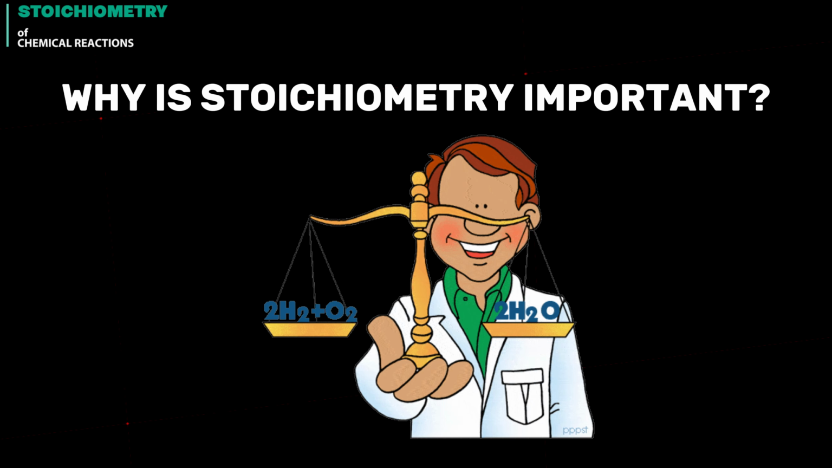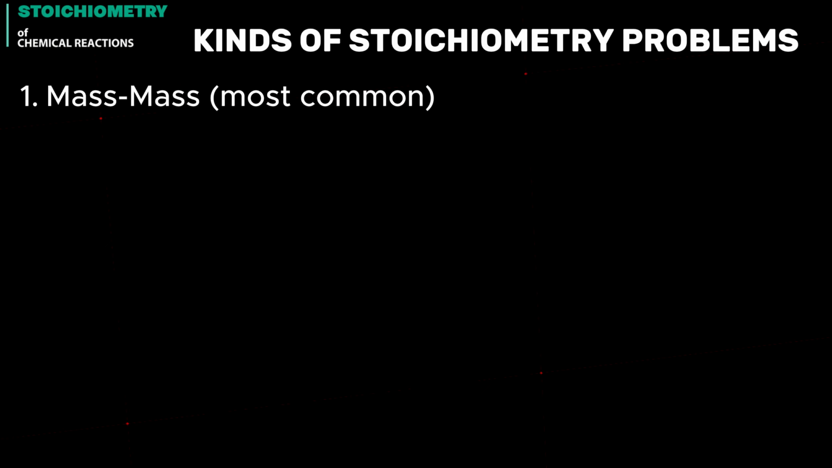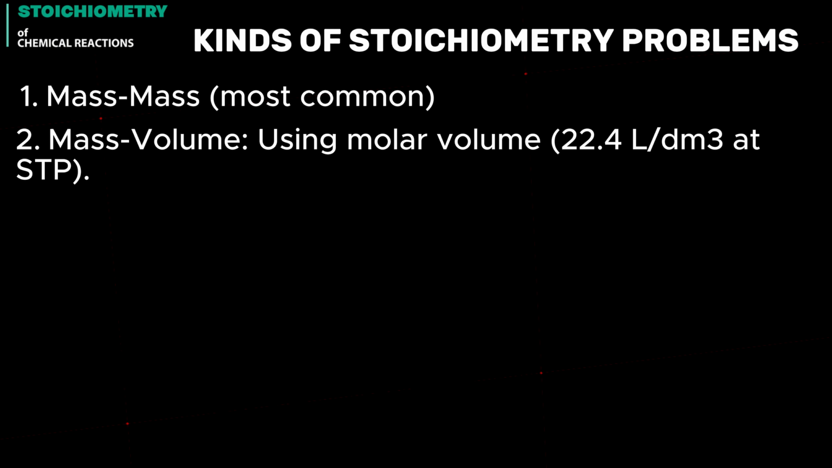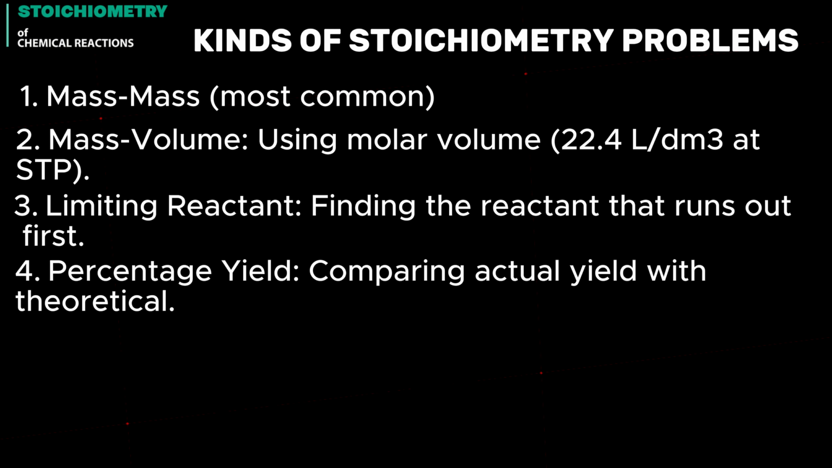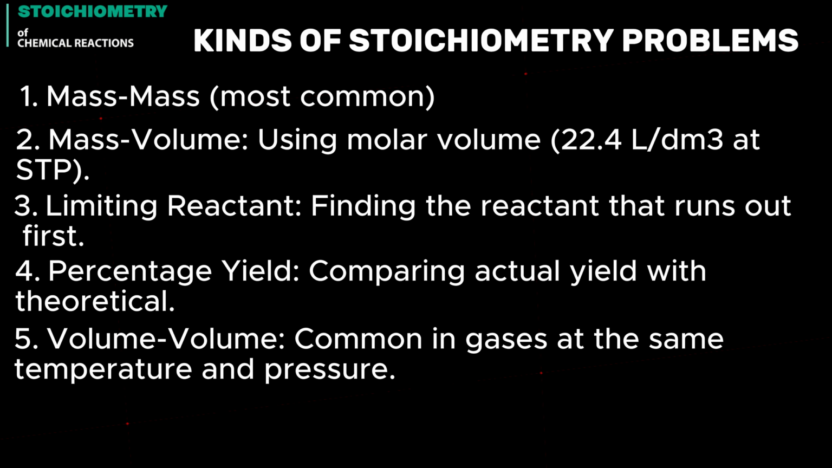There are different kinds of stoichiometric problems. We're going to look at 5 major ones, and we're going to use examples to illustrate them. Number 1 is mass stoichiometry. Then mass volume stoichiometry, the limiting reactants, the percentage yield, and volume stoichiometry.